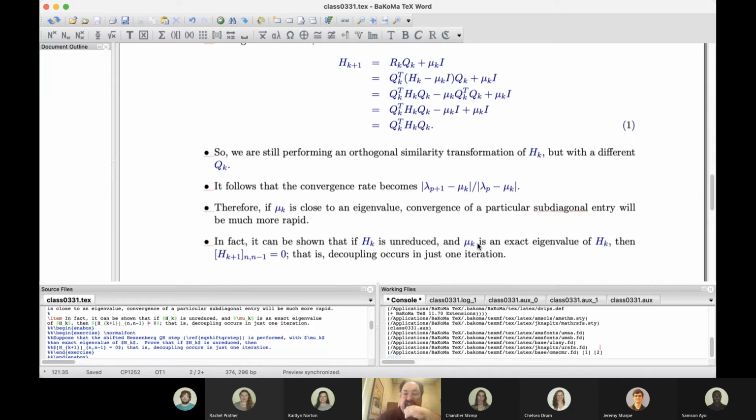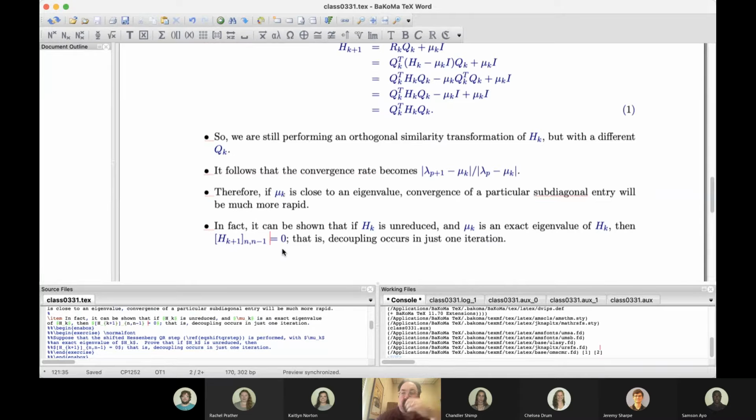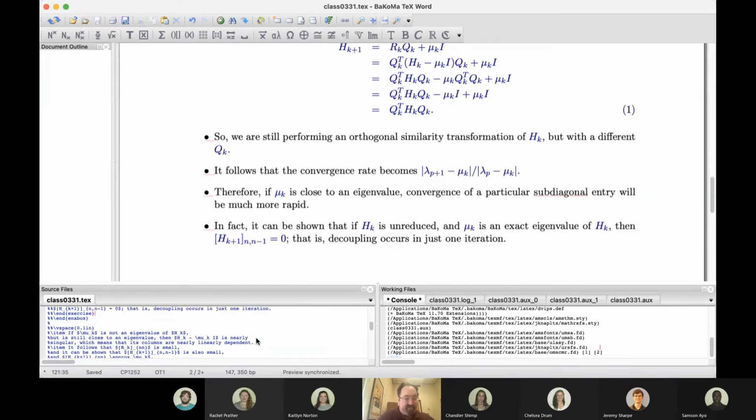So if you're lucky enough to choose an eigenvalue to shift by, then it'll compute that eigenvalue right away, and then the problem will decouple. Then you can focus on the rest of H k plus 1, excluding that last row and column, to find the rest of the eigenvalues. And that's what we want. We want to keep having this decoupling effect to work with smaller and smaller matrices until all the eigenvalues are found.